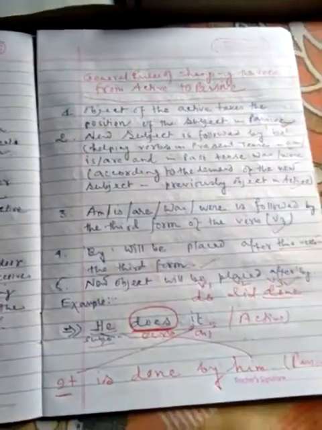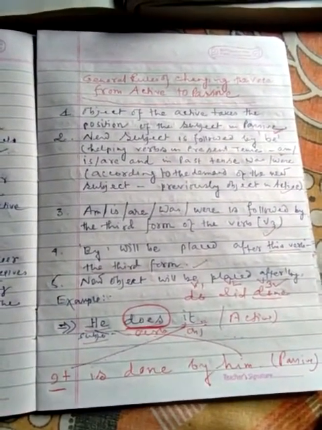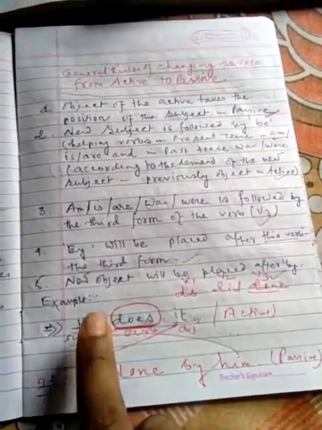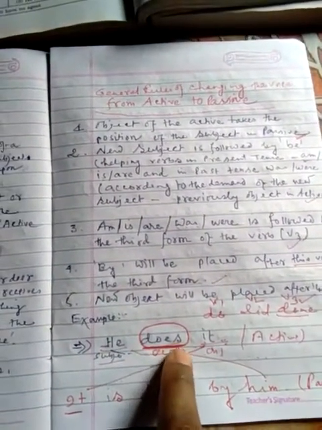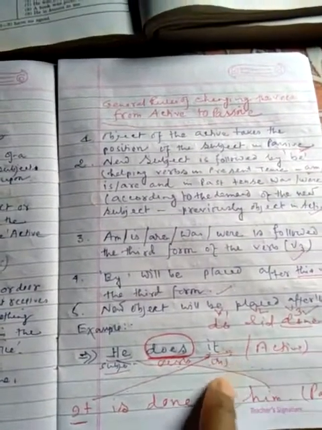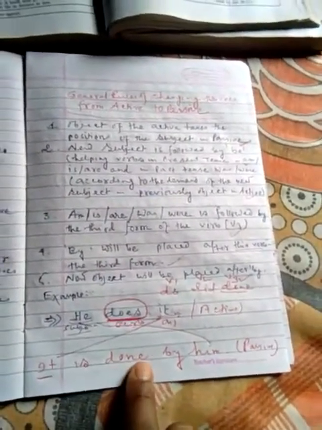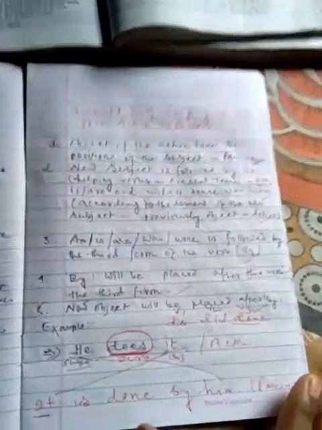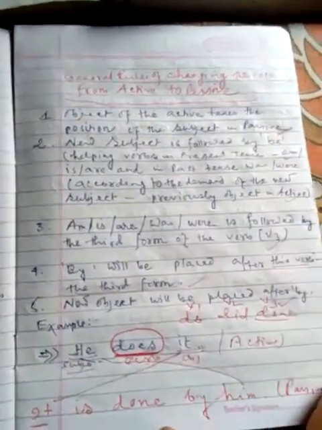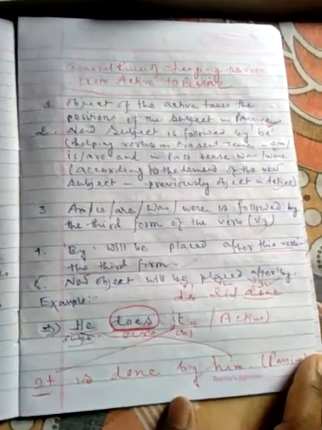Okay, these are the general rules and regulations of voice. So first of all, you must see the subject, after that the form of verb, after that the object. You must find out, then you will change the active voice into passive voice. Have you understood? This is the general rules of voice from active to passive. Now we should proceed to another item.